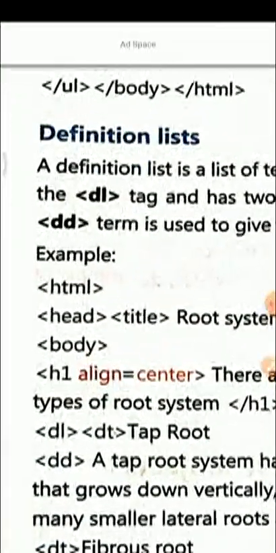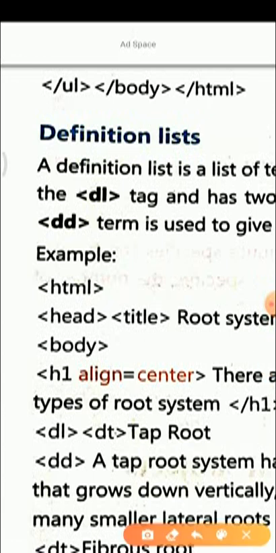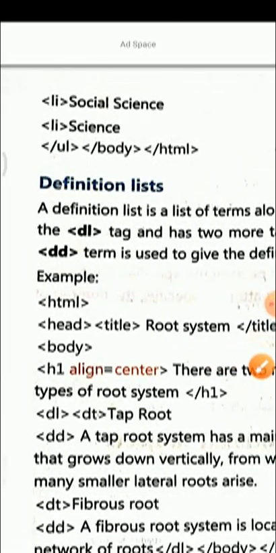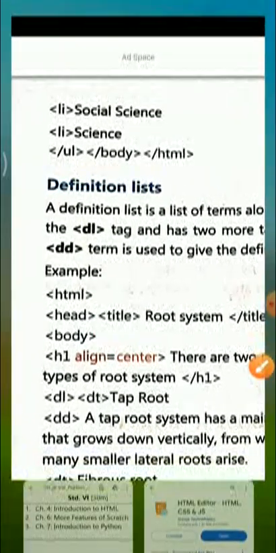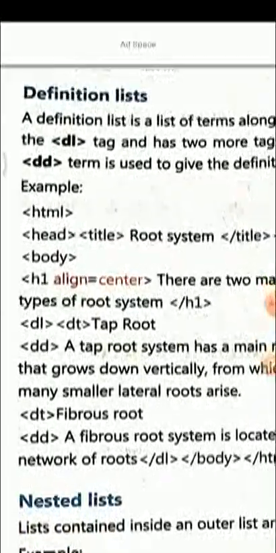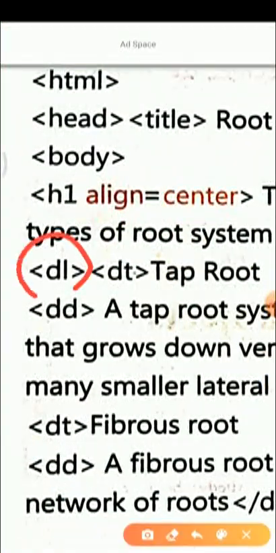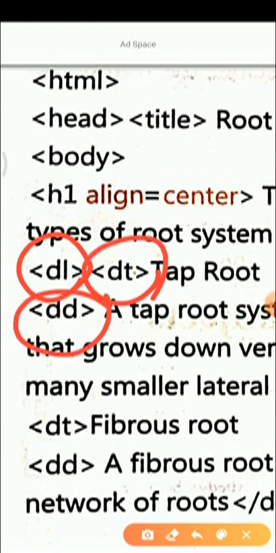Now we'll move to the next part, the last but one type of list, which is the definition list. DL stands for definition list, and for adding definition elements in a definition list you have to use DD, that is definition data. It's very simple. We will do it right now. DL stands for definition list, DT stands for definition title, and DD stands for definition data.